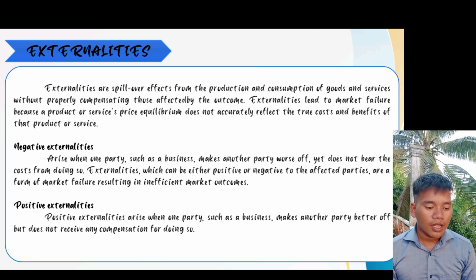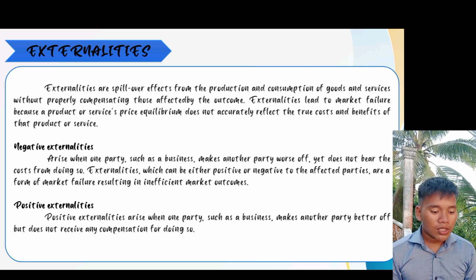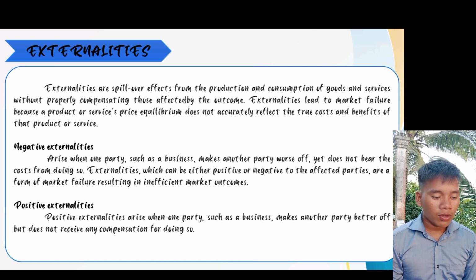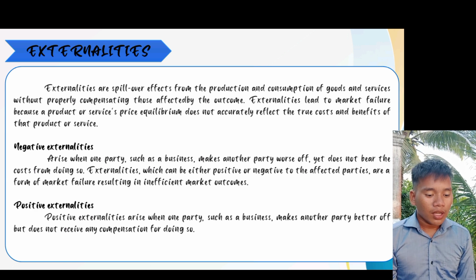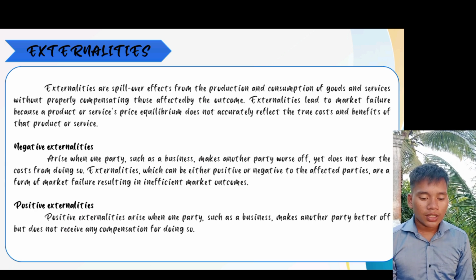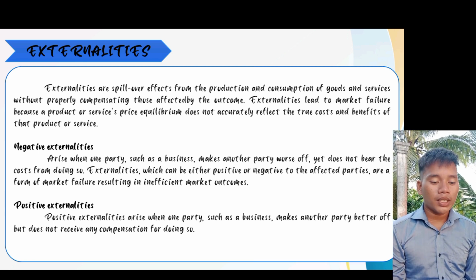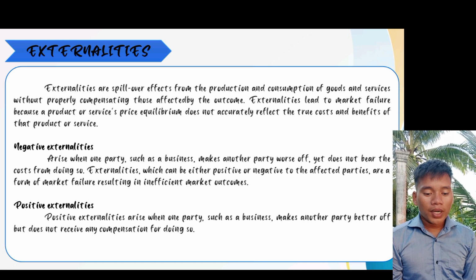The first one is negative externalities. They arise when one party, such as a business, makes another party worse off, yet does not bear the cost of doing so. Externalities, which are either positive or negative, affecting parties, are a form of market failure resulting in inefficient market outcomes. A common example of a negative externality is pollution. A factory producing steel products spews pollutants into the air as part of the production process.